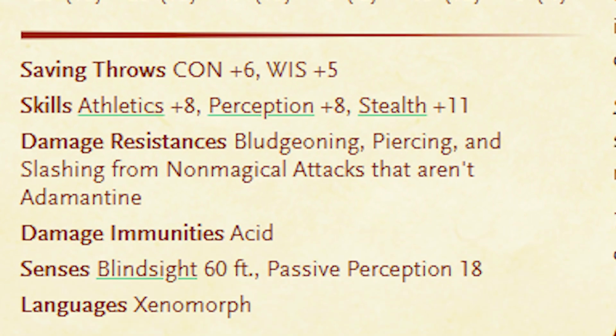Thanks to their durable exoskeleton, they have resistance to bludgeoning, piercing, and slashing damage from non-magical attacks that aren't adamantine. They have one immunity, and that is acid damage.